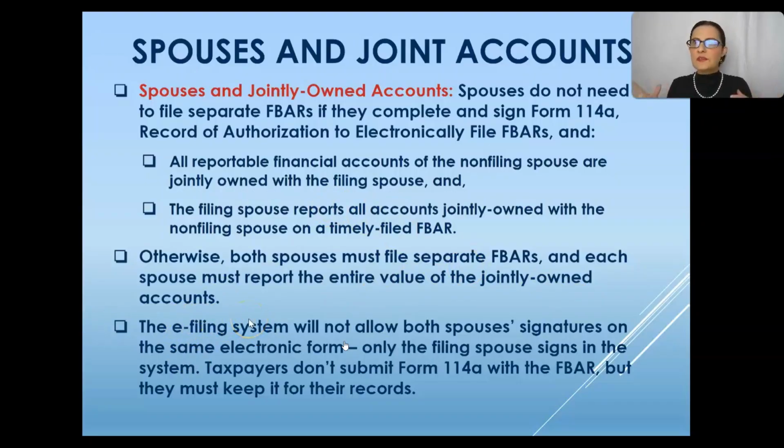And then, of course, spouses can have their own accounts that are not jointly held. So, for example, let's say I have 2 foreign financial accounts and my husband has 1. Then on my FBAR, I would report my foreign financial accounts if they were just owned in my name, and he would report his foreign financial accounts if they were just in his name. Okay? But if you want to just file one FBAR, and it's a couple, spouses, then all of the accounts have to be jointly held, and all of the accounts have to be reported on a timely filed FBAR by the filing spouse.